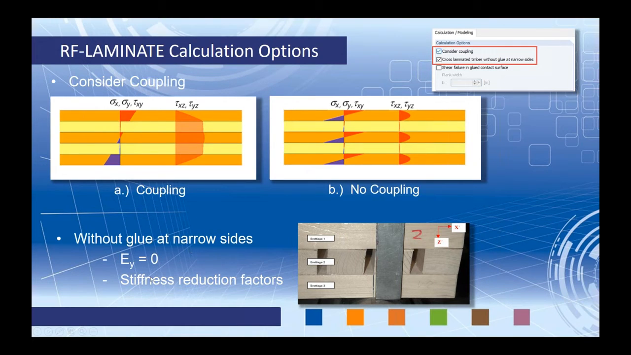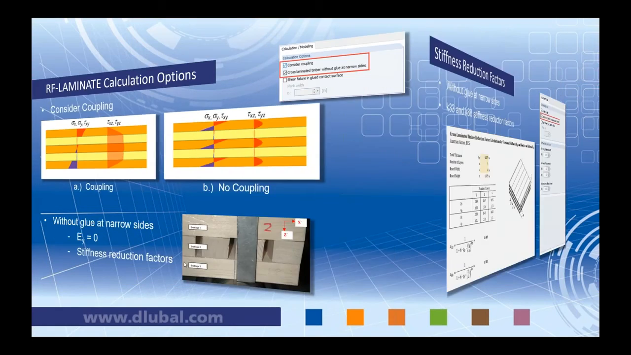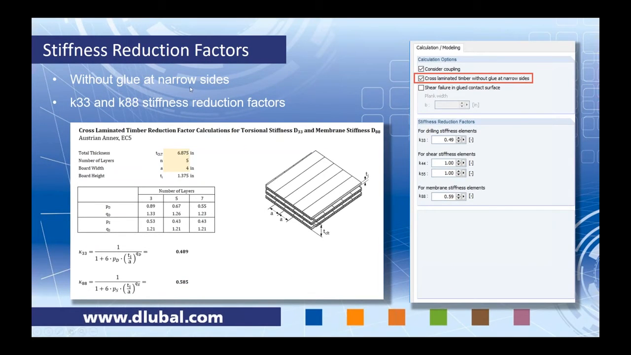Now, with that said, those stiffness reduction factors also need to be adjusted. So that will take us to our next slide. Without glue at the narrow sides, it is strongly recommended that your K33 and K88 stiffness reduction factors be modified. K33 is for torsional stiffness, and K88 is for our in-plane stiffness. Now, what's interesting is that the NDS and the CLT Handbook really don't give much information on how these should be reduced when we don't have glue at the narrow sides. So what I did is I went ahead and pulled this information from the Austrian Annex, which is the Eurocode EC5.